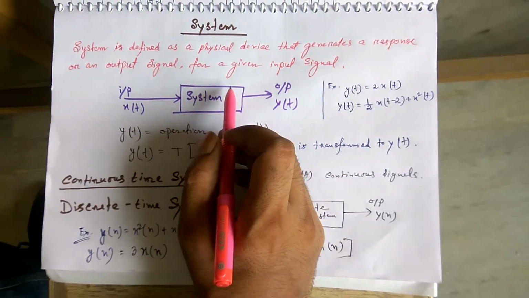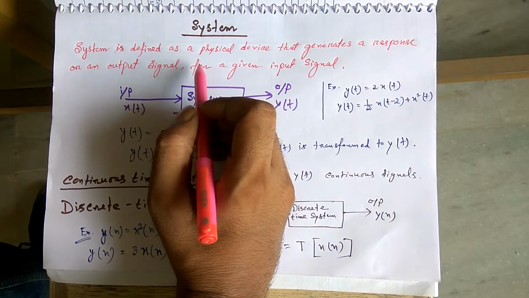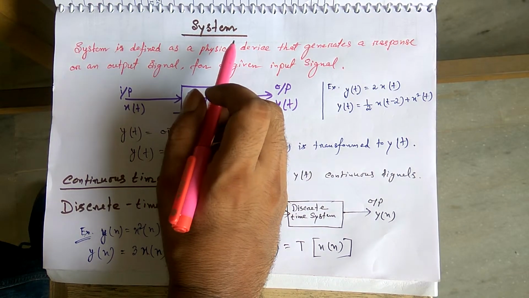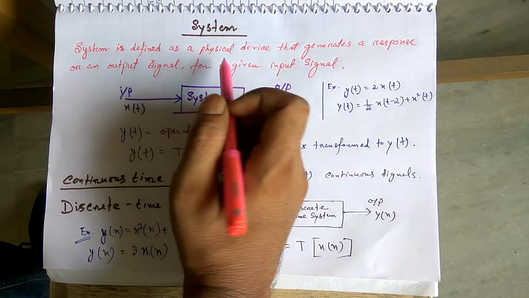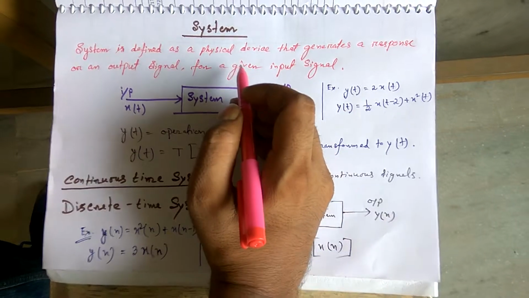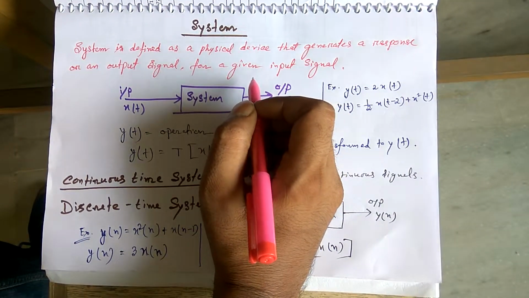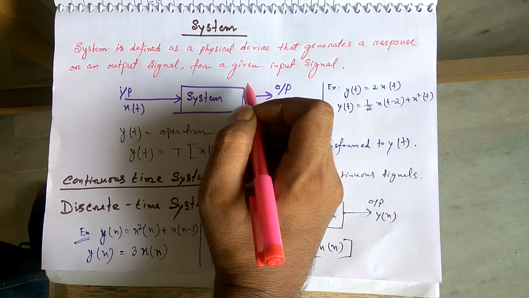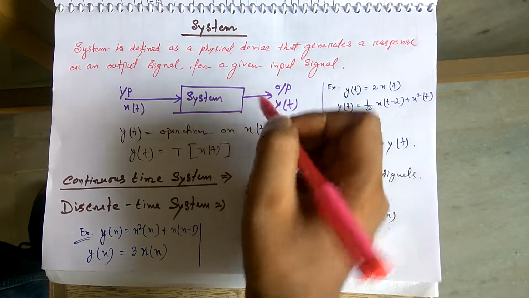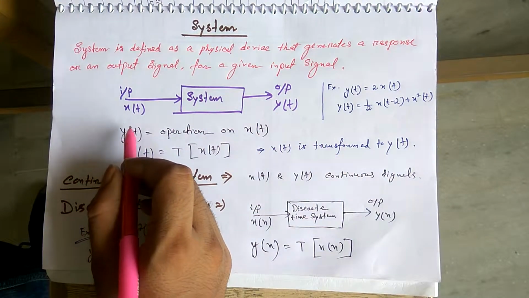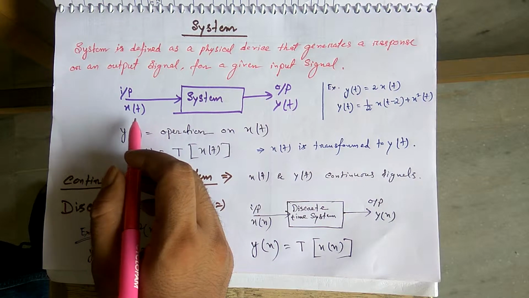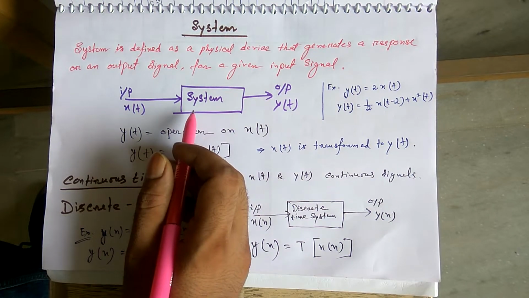Hello, I will discuss systems. So what is a system? A system is defined as a physical device that generates a response or an output signal for a given input signal. So you will get some output for a given input if you apply the input into a system.